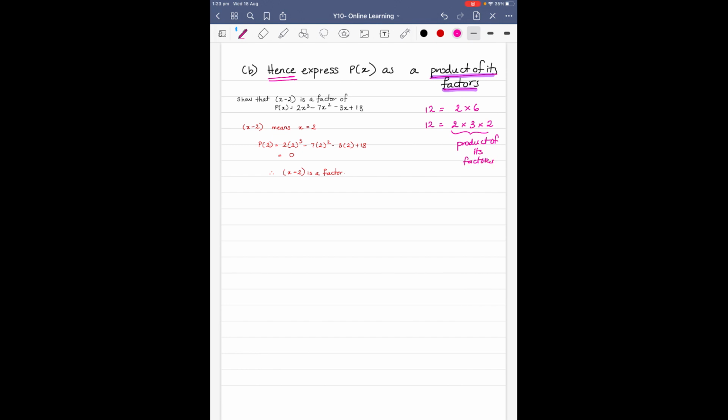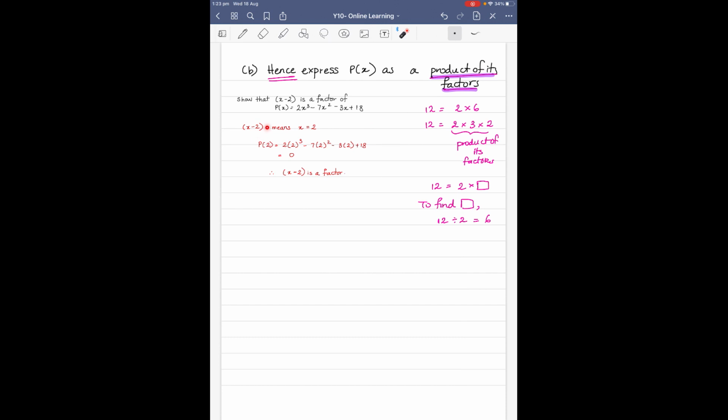Now, how do we know 2 and 3 or 2 and 6 are factors of 12? So let's say we have 12 equals 2, we know 2 is a factor, times something, another factor, gives you 12. To find that box, it's pretty easy. You would naturally do 12 divided by 2, which gives you 6. So same concept over here.